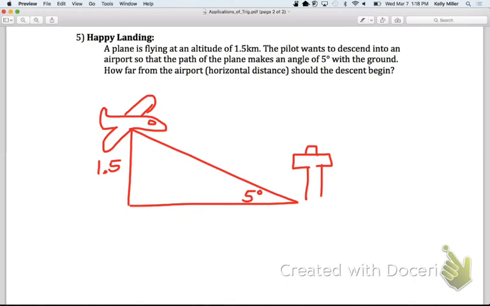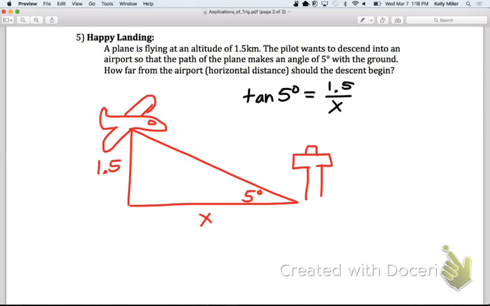How far from the airport, which is the horizontal distance, should the descent begin? Where am I going to put X? On the bottom or the hypotenuse? How far from the airport in horizontal distance? Oh, bottom. The bottom. Good. Okay. All right, so which trig function are we going to use? Hypotenuse is not in play, so that leaves us the tangent of 5 degrees is equal to opposite, which is 1.5 over x.